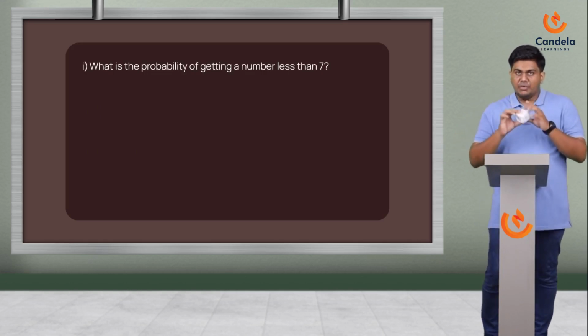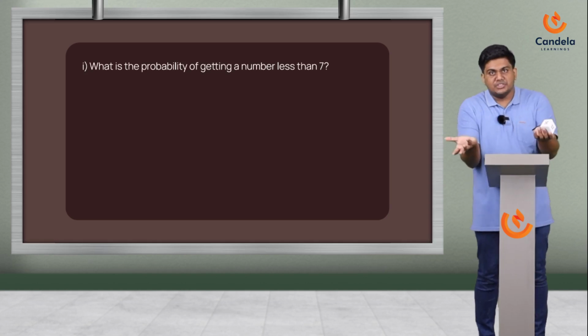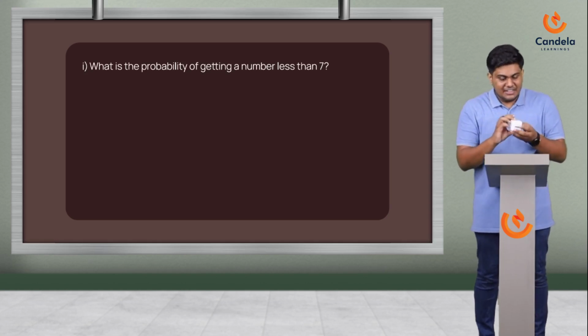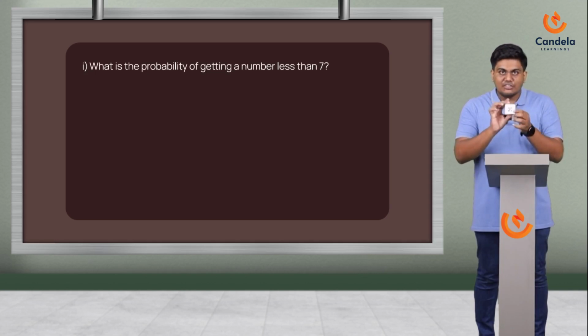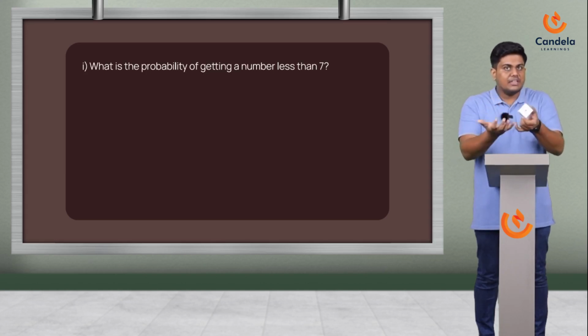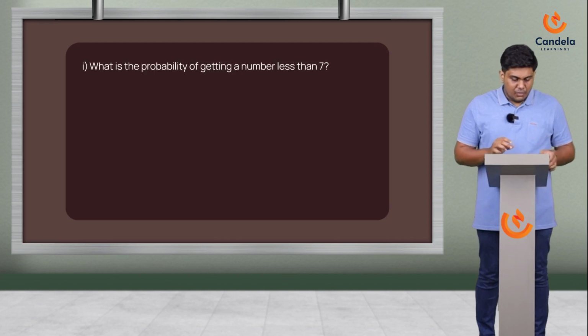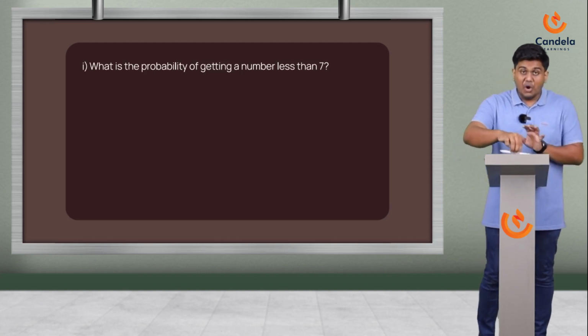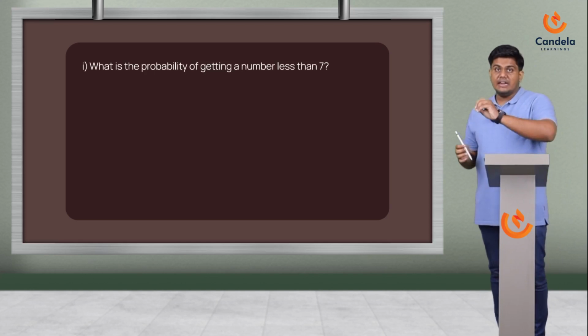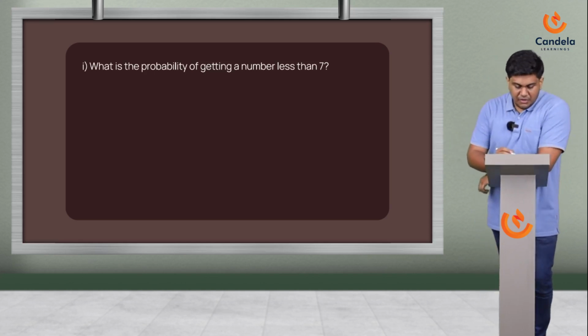Now, if you have seen a die, I'm sure you have definitely played snake and ladder. So there are 6 faces to a die, and each face is similar in terms of the shape. The only difference is the number that is written there. So there is 1, there is 2, 3, 4, 5 till 6. Now, the question is, what is the probability of getting a number less than 7? First of all, let's see how many options there are for getting a number less than 7.